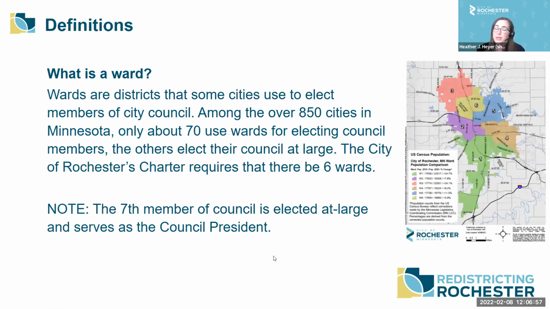Speaking of wards, Rochester is one of only about 70 cities in the state of Minnesota that elects our council members by ward. That means it's a geographic specific area. In other words, most of the other cities in the state of Minnesota don't elect them by ward, rather they're elected at large. So Rochester is unique in that matter. There's only about 70 cities that will be going through this process. And Rochester does only have 6 wards. Our 7th council member is elected at large and is known as the council president.